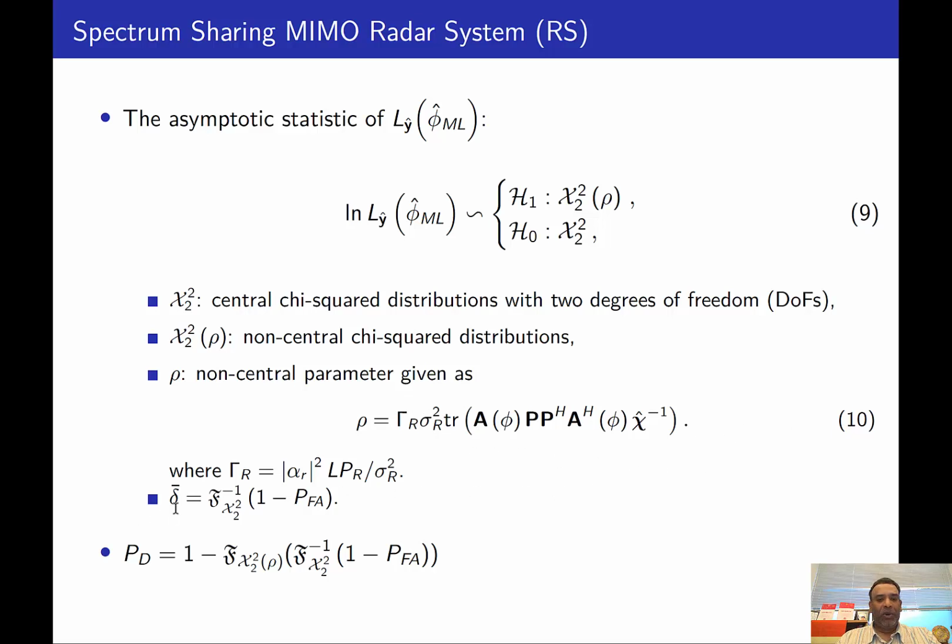So the threshold is based on the false alarm probability. This denotes the inverse central chi-square distribution. PFA is the probability of false alarm. This is a non-central chi-square distribution. So this is the relationship between the probability of detection and the probability of false alarm, which involves the inverse chi-square distribution and also the non-central chi-square distribution as well.